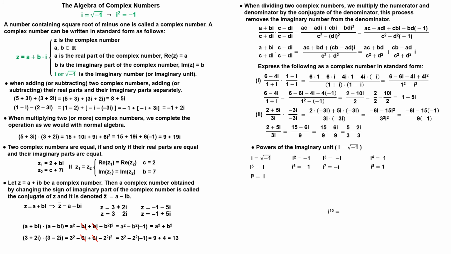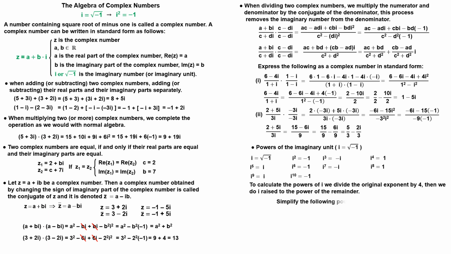We will apply this method to calculate i raised to the power of 10. Divide 10 by 4. We see the remainder is 2. Then i raised to the power of 10 is the same as i raised to the power of 2. In short, to calculate the power of i, we divide the original exponent by 4. Then we do i raised to the power of the remainder.